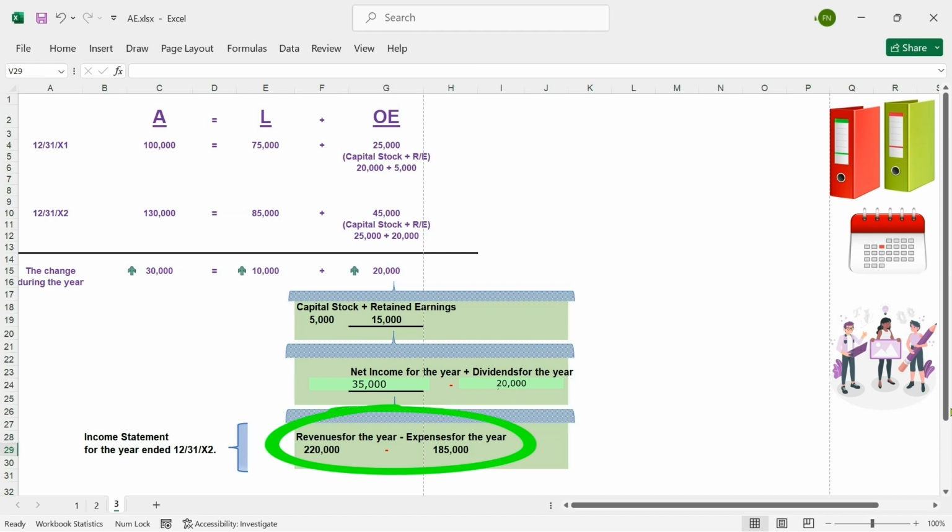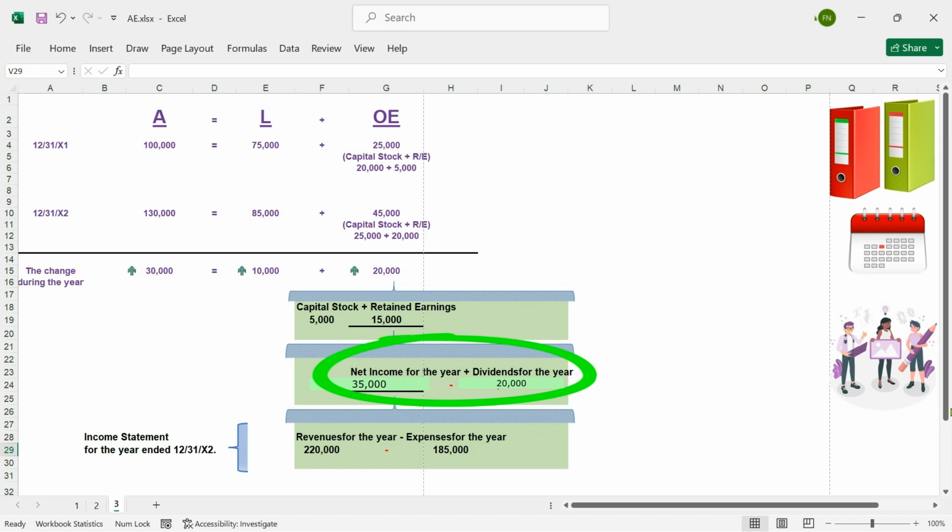Because again, this is a little algebraic equation. Revenues for the year minus expenses for the year equals net income. If you know two elements of this little algebraic equation, you can always solve for the third unknown element. If I told you that revenues for the year amounted to $220,000 and expenses for the year amounted to $185,000, you would automatically know that net income must have been $35,000. It's simply the difference.